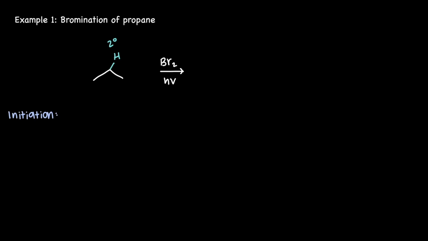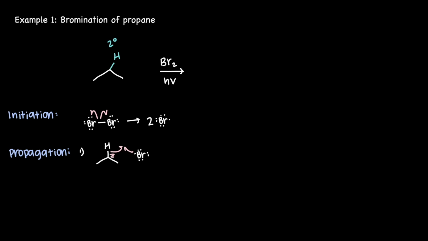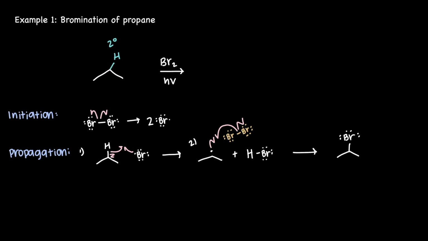First, we have the initiation step. The bromine-bromine bond breaks under light to form two bromine radicals. Next, let's look at the first propagation step. A bromine radical removes the secondary hydrogen from propane, producing the more stable secondary radical. For the second propagation step, that radical reacts with bromine to form a carbon-bromine bond and regenerate another bromine radical.